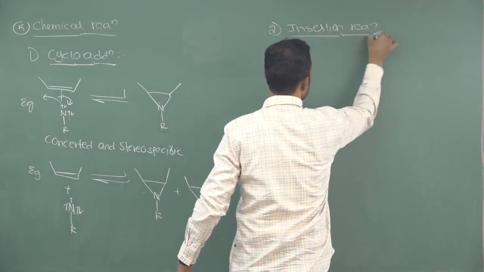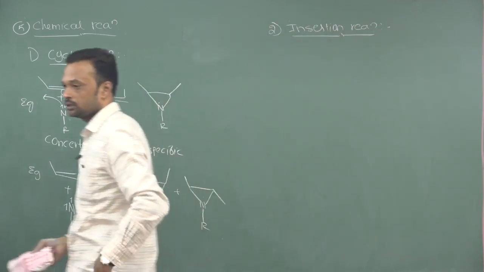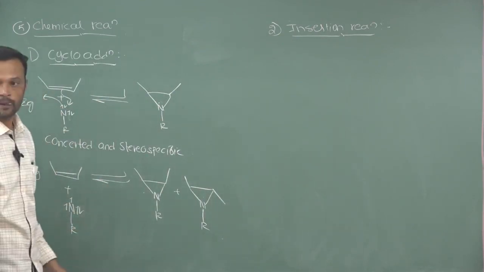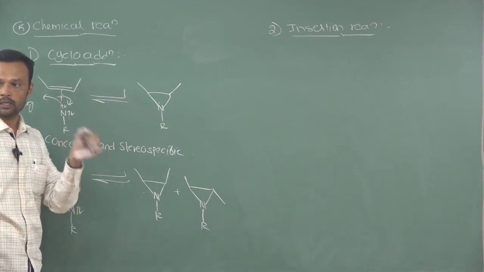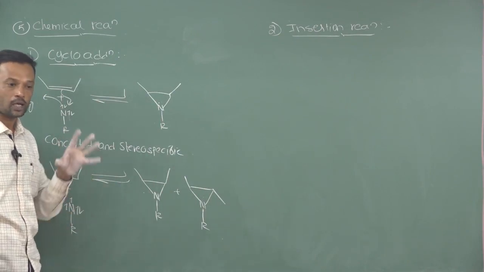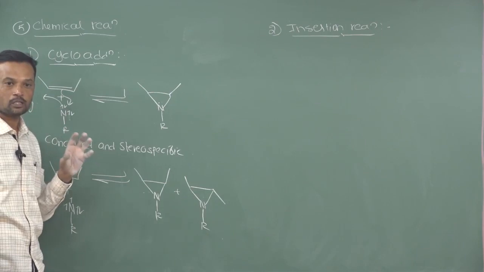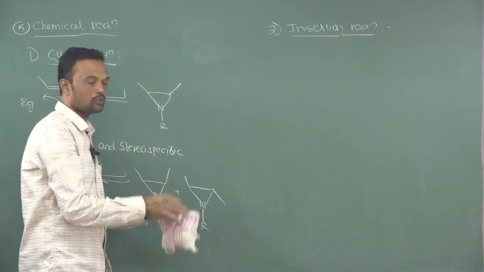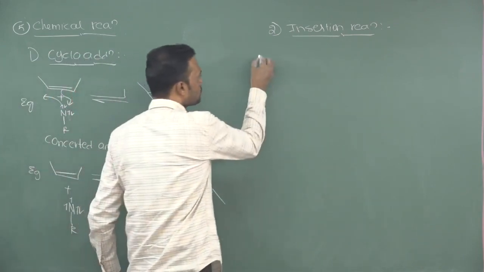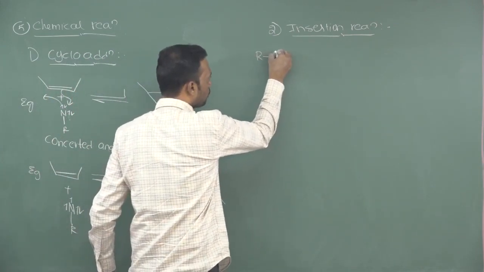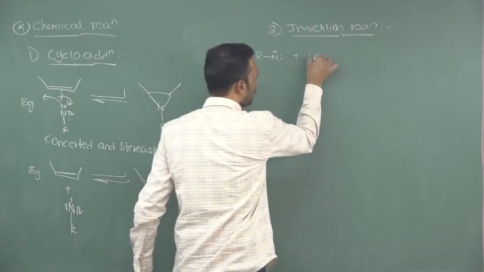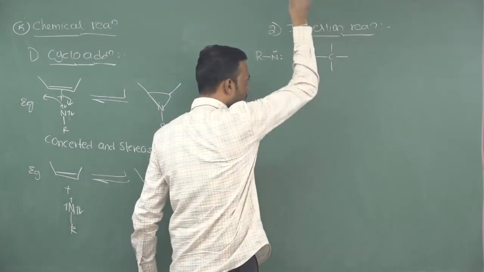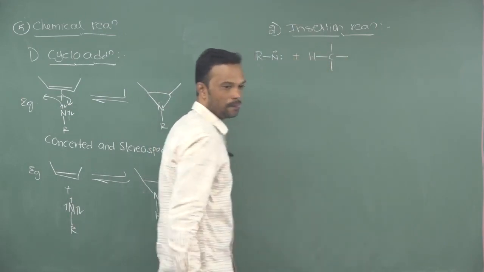insertion reactions. Nitrenes are also involved in insertion reactions. So what is insertion? Adding nitrene in between a carbon and hydrogen bond. Insertion is different, abstraction is different. Abstraction is nothing but taking the hydrogen first. Insertion is nothing but inserting in between the carbon and hydrogen bond. Suppose I take an R nitrene, 2 electrons are present here. Now this carbon carries how many bonds? 4 bonds are present. Now this nitrogen is inserted between hydrogen and carbon.